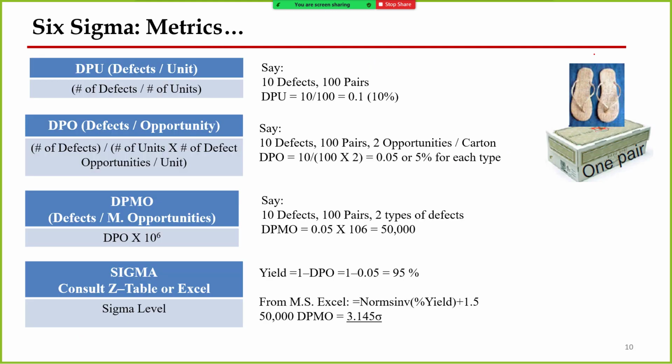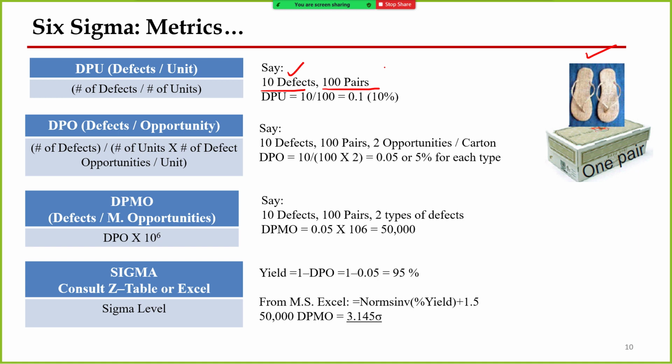Let's say we are producing this pair of shoes, and we have collected the data from our production floor. We have taken 100 pairs as a sample, and out of 100 pairs we found 10 defects. Remember that when I say 10 defects, that doesn't mean 10 pairs were defective. These 10 defects could be on only one pair out of the 100, or on 10 different pairs.